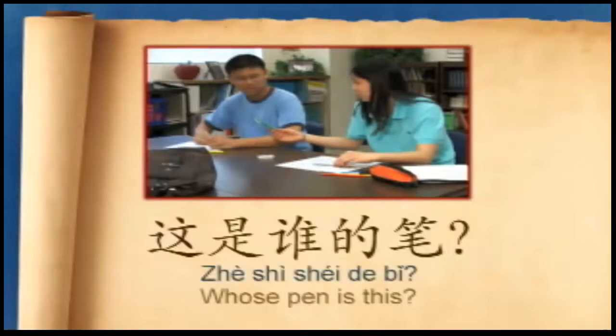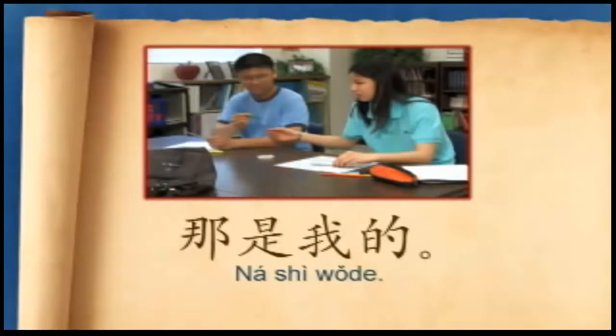这是谁的笔？Listen as I say it for you again. 这是谁的笔？Now repeat the sentence after me. 这是谁的笔？这是谁的笔？这是谁的笔？Hold up your pen or pencil and look at it. Ask yourself the question out loud. 这是谁的笔？好.